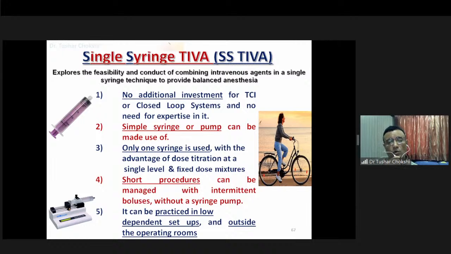I am combining 2 or 3 drugs in my practice, or I put one drug in one syringe and another drug in another syringe. Only one syringe is used, with the advantage of dose titration and a single line. The beauty of this is that you can practice in any medical specialty. Suppose you do not have hi-fi machines or any extra monitors, at that time you can practice in NORA situations, like in the gastroscopy unit, cardiac catheterization, MRI suites or radiological procedures. We have this liberty to use single syringe TIVA.